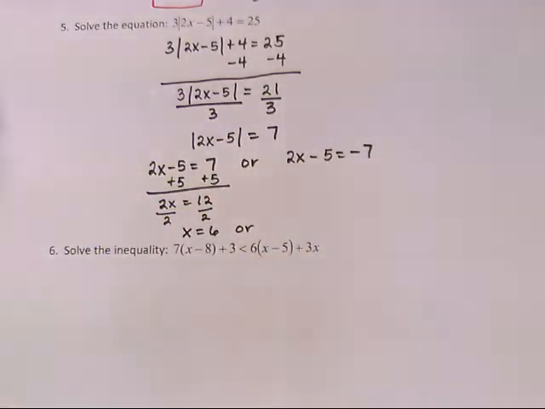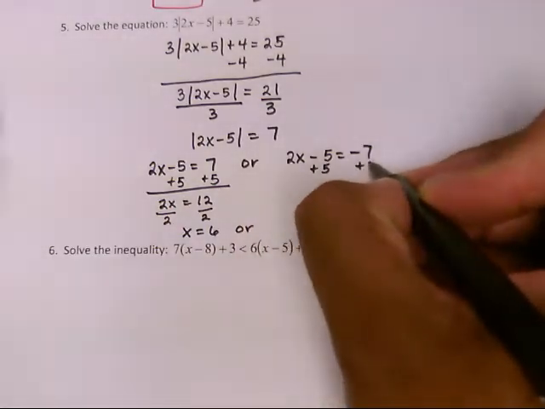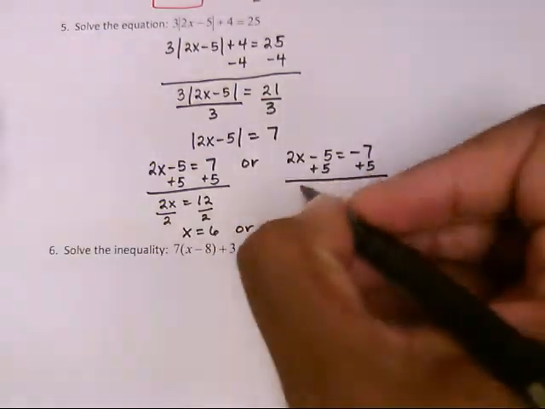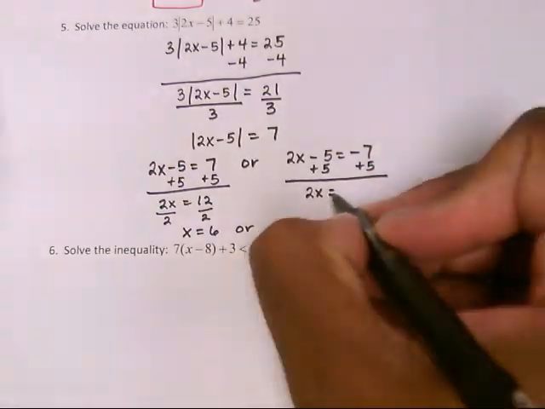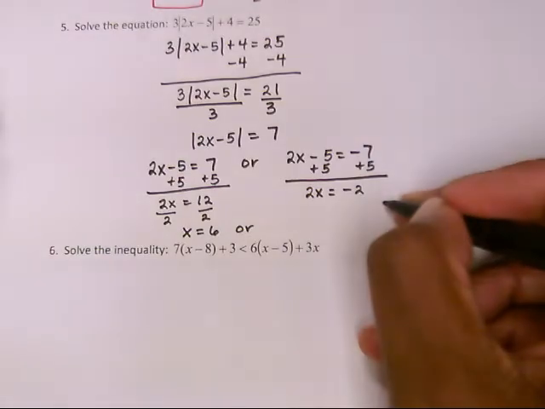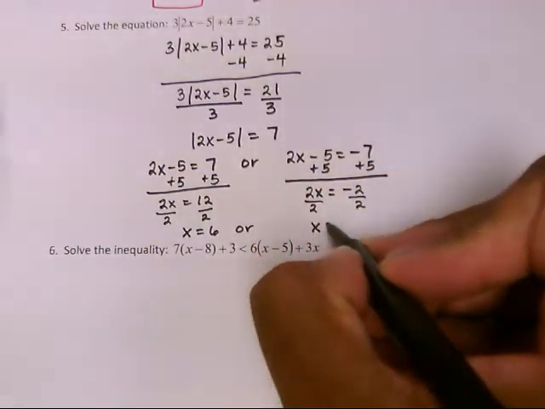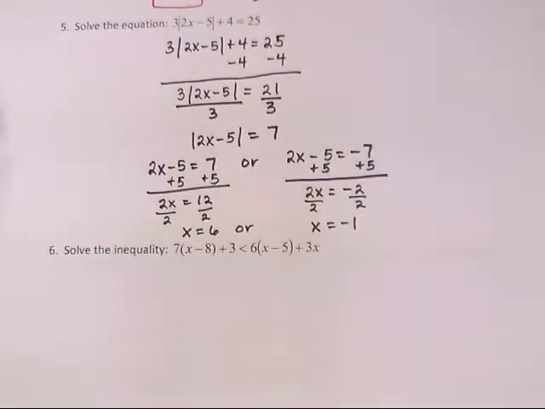That's one solution. Now for the second solution, 2x minus 5 equal to negative 7, again I will add 5 on both sides of this equation, but this time it will be 2x is equal to negative 2. Negative 7 plus 5 will give you negative 2. Divide both sides by 2, x is equal to negative 1. So my two solutions for this absolute value equation would be x is equal to 6 or x equals negative 1.